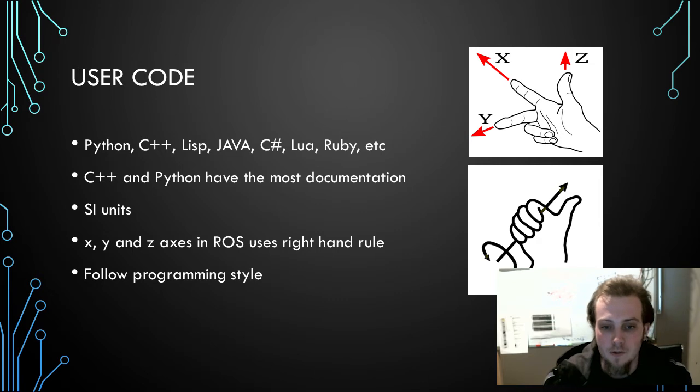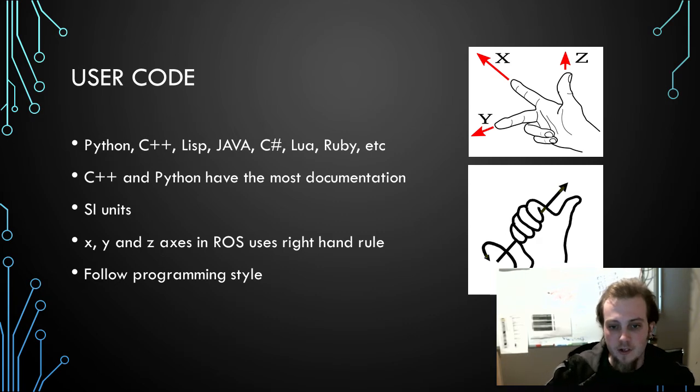This also applies with rotation. Positive rotation around the axis will follow the curl of your right hand. And you can see this on the lecture slides as well. Now, this can cause a lot of problems if you do not follow this convention when talking to other nodes, especially when you're using other packages that are not your own.